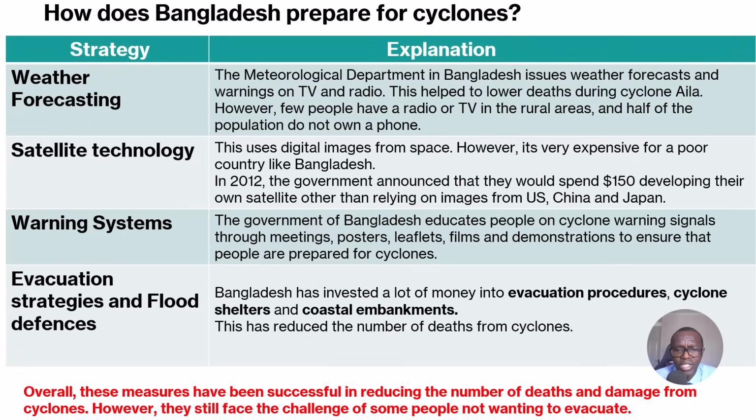Now, have these strategies been effective or not? If you are to be asked, for example, in an 8 marker, to talk about or discuss how Bangladesh prepares for cyclones compared to a country, say, like the USA, which is HIC. Actually, overall, Bangladesh have been successful in reducing the number of deaths and damage from cyclones through these mitigation strategies that they have used. However, there are still some challenges of some people not wanting to evacuate.